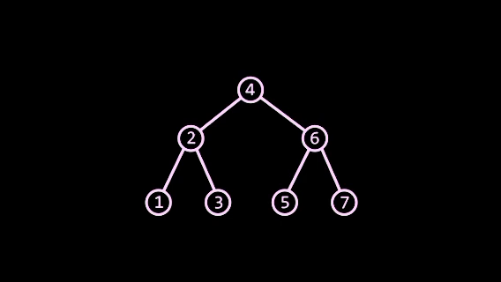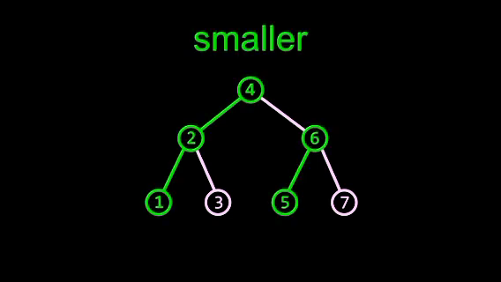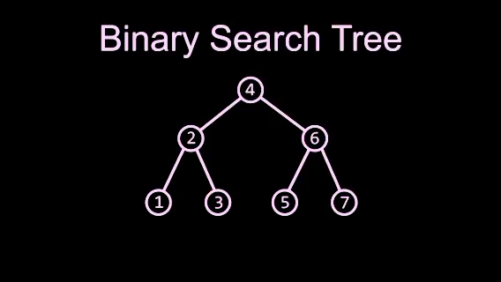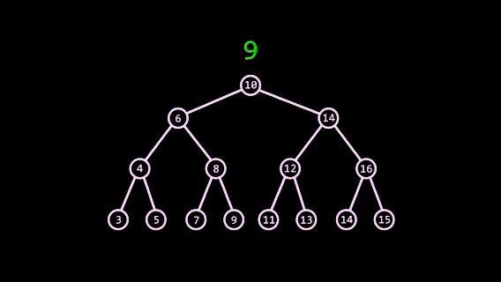For example, a binary tree where all the values left of any node are smaller and all the values right of it are greater is called a binary search tree, which makes finding specific values super fast. If you want to find a target value, just start at the root. If the target is smaller than that node, go left. If it's greater, go right, and repeat this until you find the target.